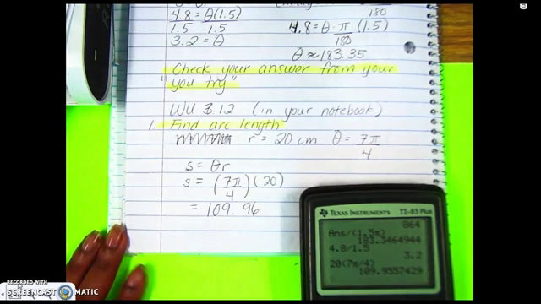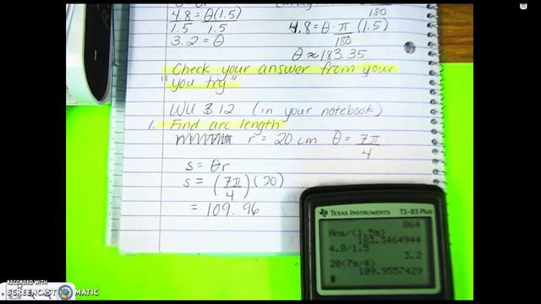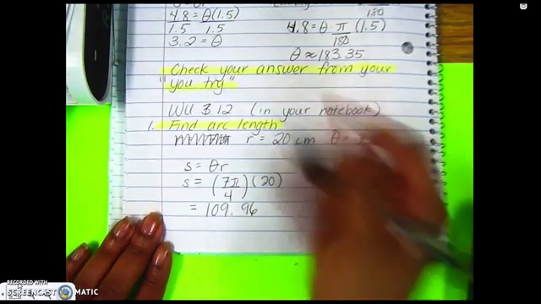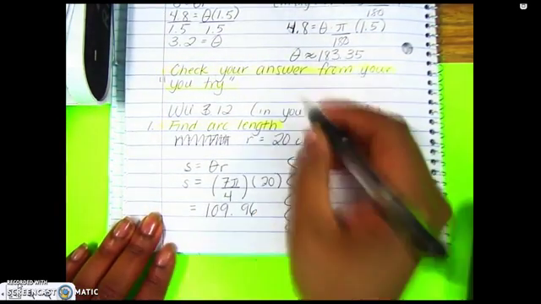I want to show you guys something else, because what if they don't give it to you as a decimal? What if they give it to you in terms of pi? What I mean by in terms of pi is that your answer will look like what theta looks like. It will look like 7 pi over 4. How you determine that is like this.